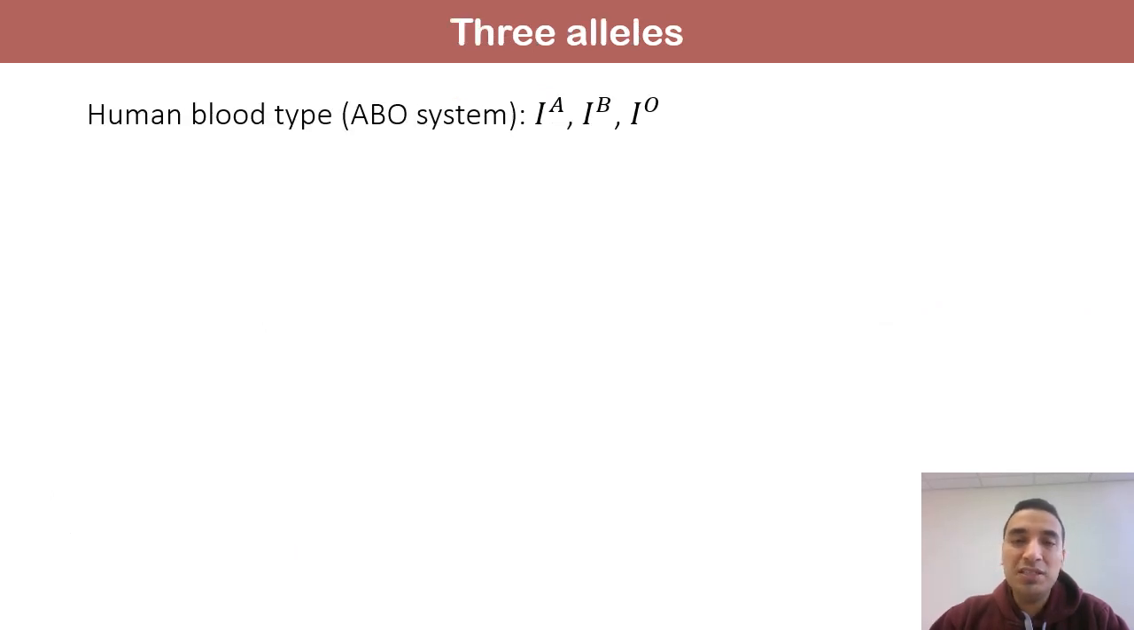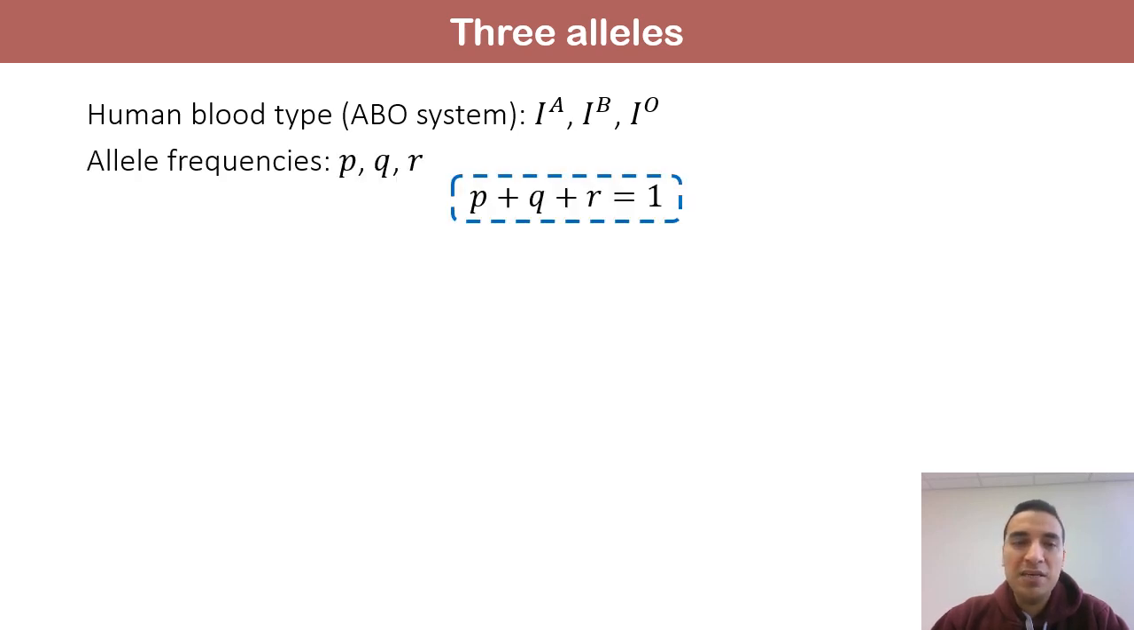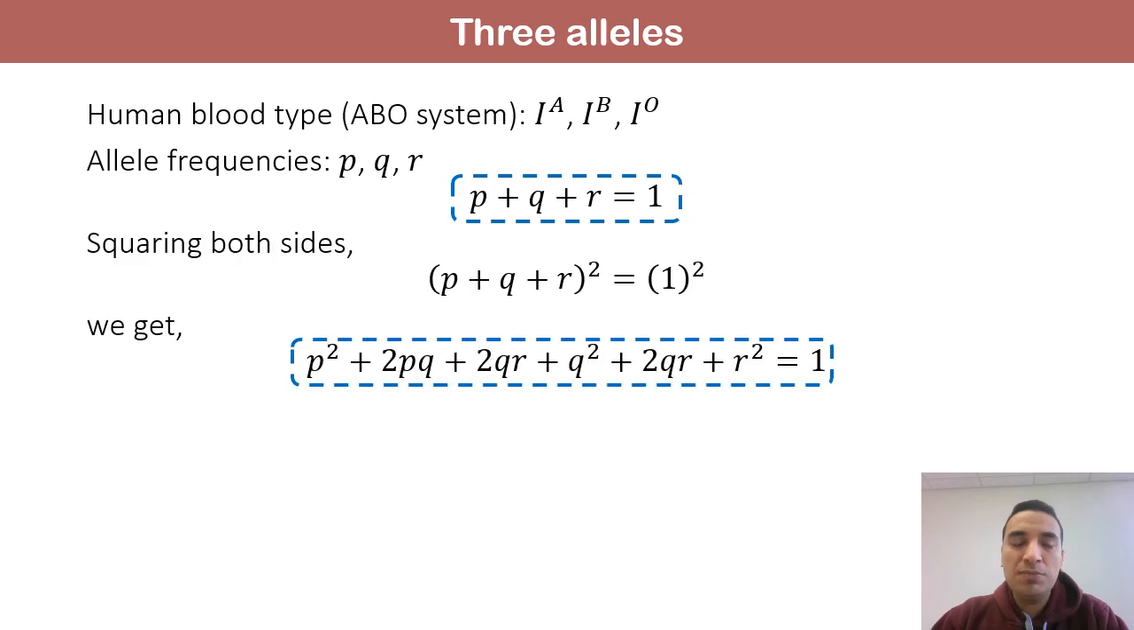What happens if you have 3 alleles instead of 2? Well, an example of that is human blood type. Remember, we have three alleles, IA, IB, and IO, or little i as we used before. If we have these, then the allele frequencies would be, instead of p and q, p, q and r, and you would get p plus q plus r equals 1. Then you square both sides, and you get p squared plus 2pq plus 2pr plus q squared plus 2qr plus r squared equals 1. That's the formula you get. And now you know what you are doing, right?